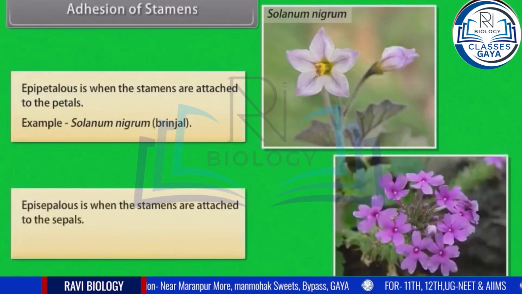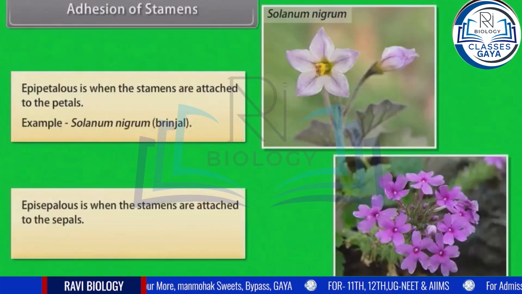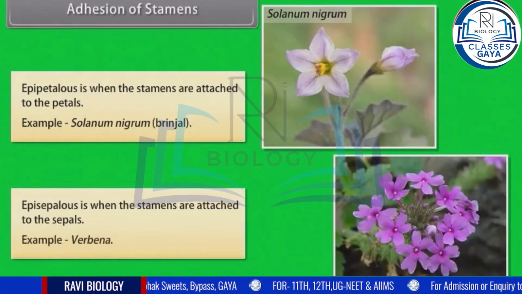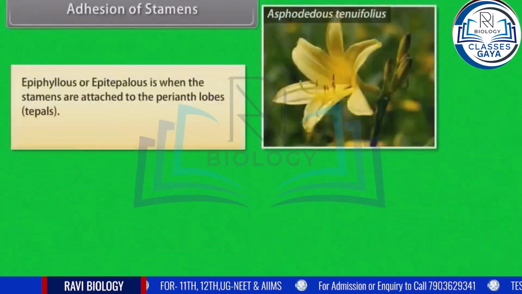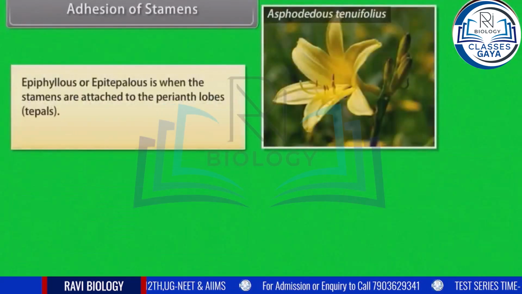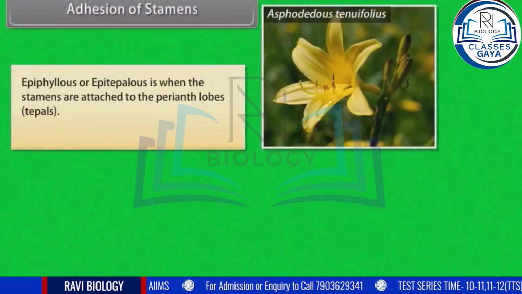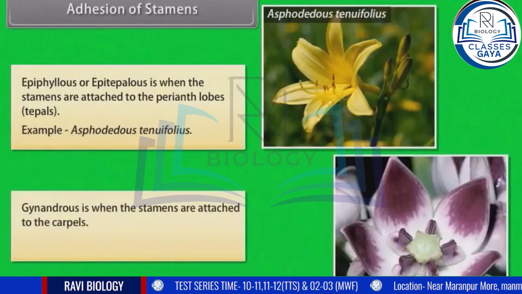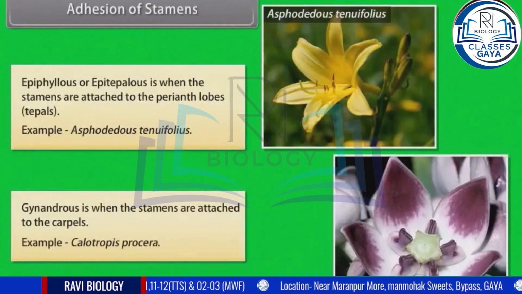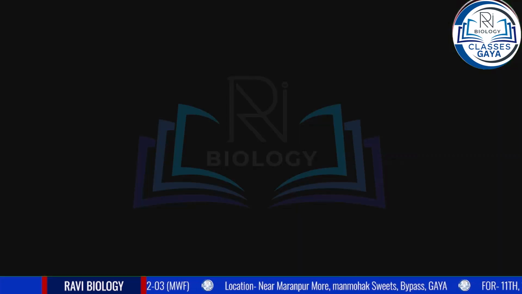Episepalous is when the stamens are attached to the sepals. Example, Verbena. Epiphyllous or epitepalous is when the stamens are attached to the perianth lobes, the tepals. Example, Asphodelus tenuifolius. Gynandrous is when the stamens are attached to the carpels. Example, Calotropis procera.